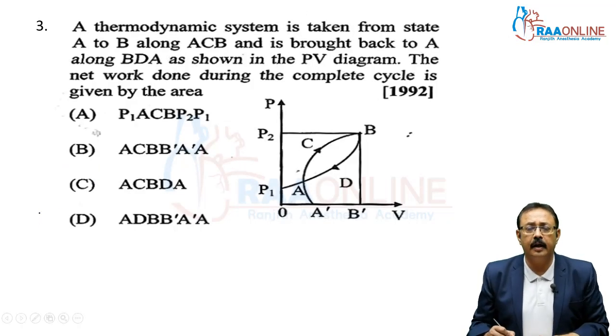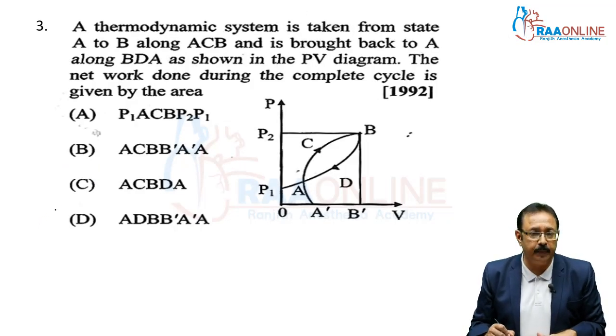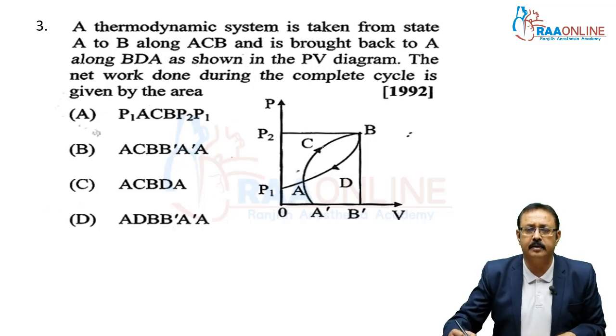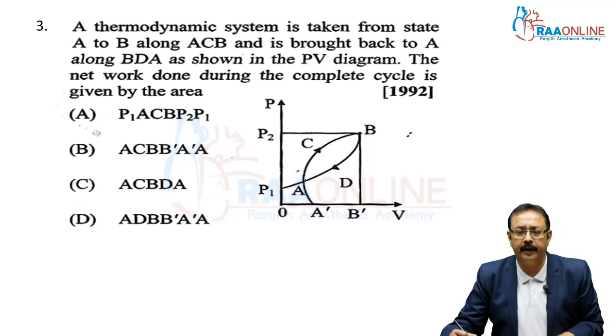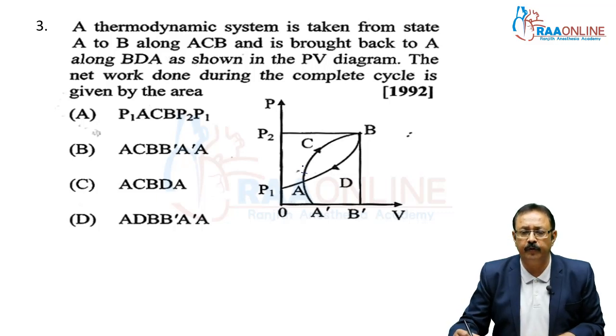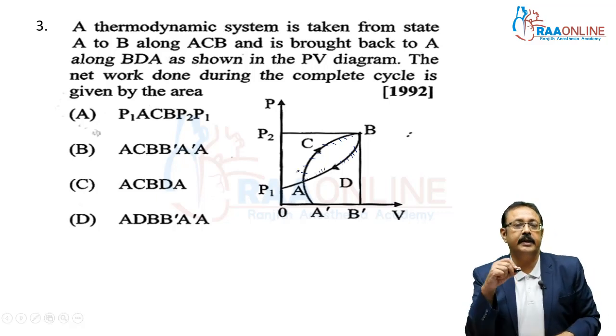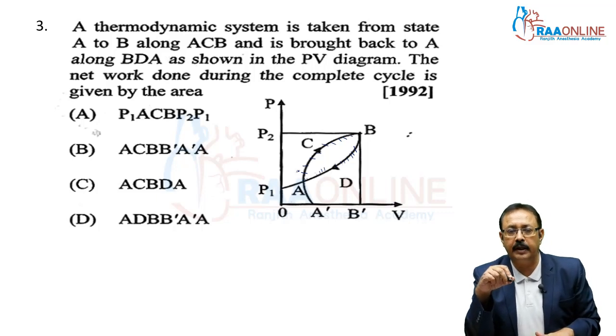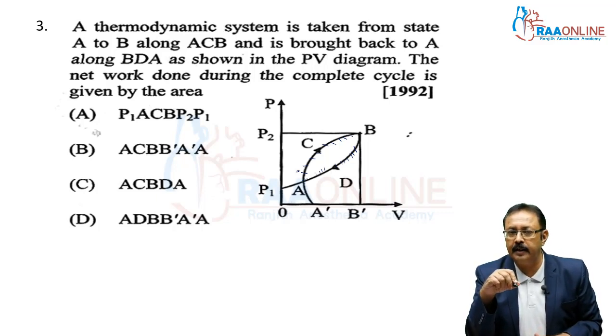Next, it is again from 1992 AIPMT. A thermodynamic system is taken from state A to state B along the path ACB, means we are moving in this way, A to B through the path ACB, and is brought back to A along BDA. It means the initial point and final point is the same. So change in internal energy is 0, but work done was there.